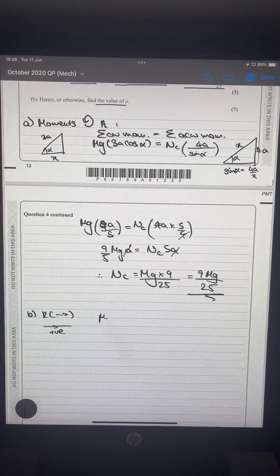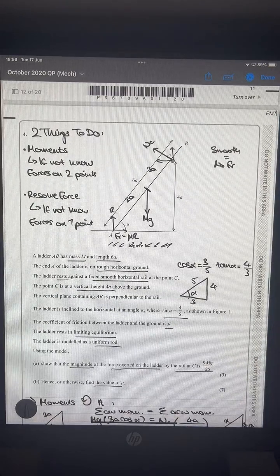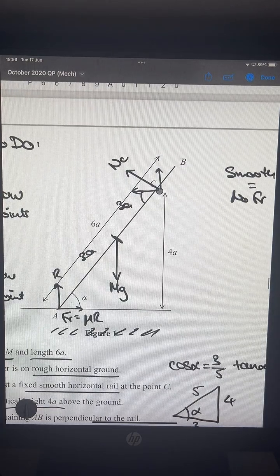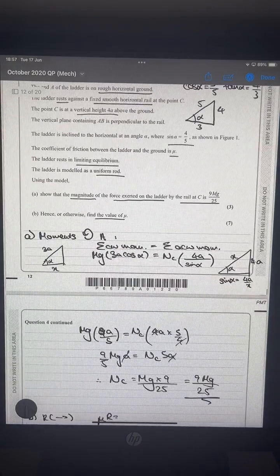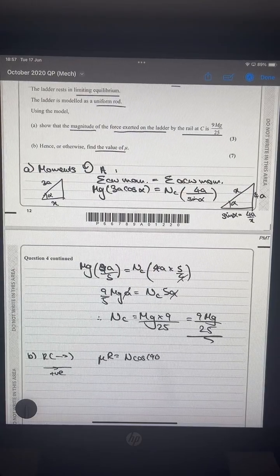So mu R is going to be equal to its negative components. What other horizontal forces do I have? This force, you need to remember this force here has got a horizontal component. How am I going to figure out what this angle is? I know this angle is just an alternate angle, so this is going to be alpha. And remember, this is acting perpendicularly, so this angle here would be 90 minus alpha, because this is just a right angle on both sides. So this would be the force, which is N cos of 90 minus alpha.